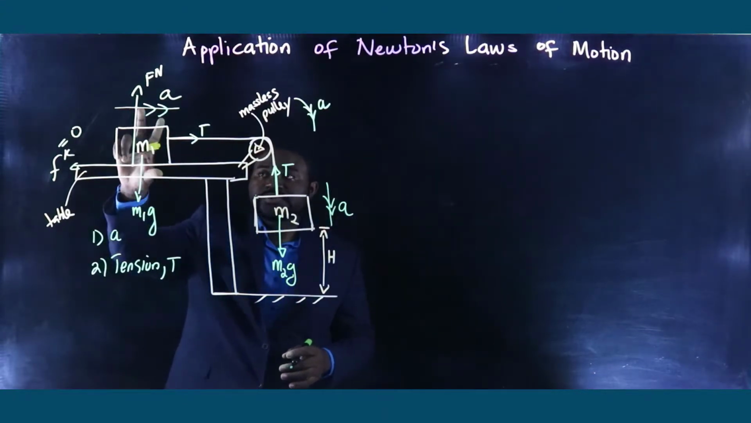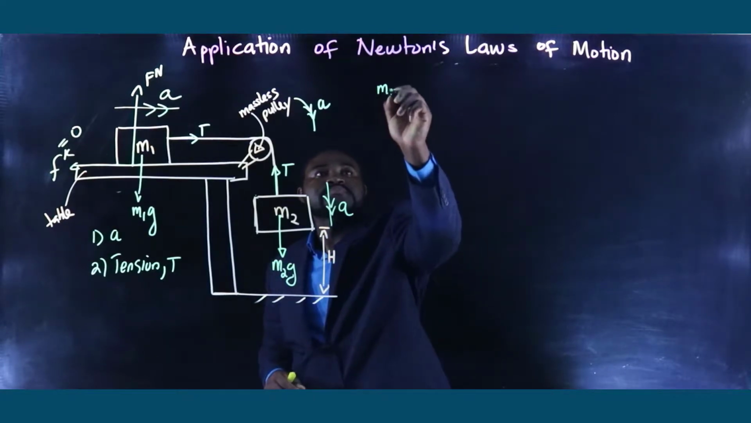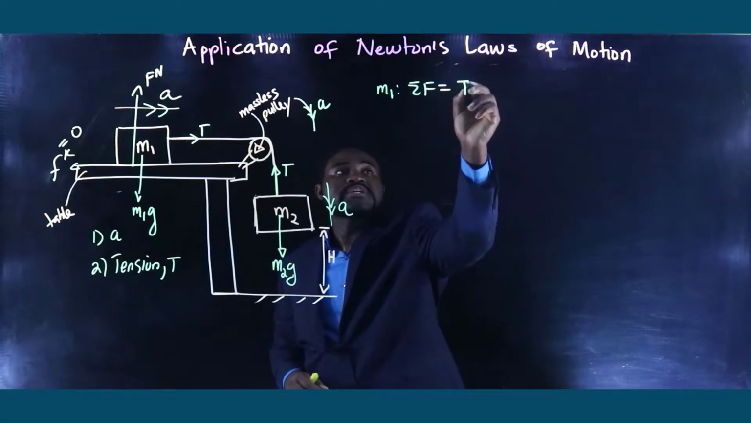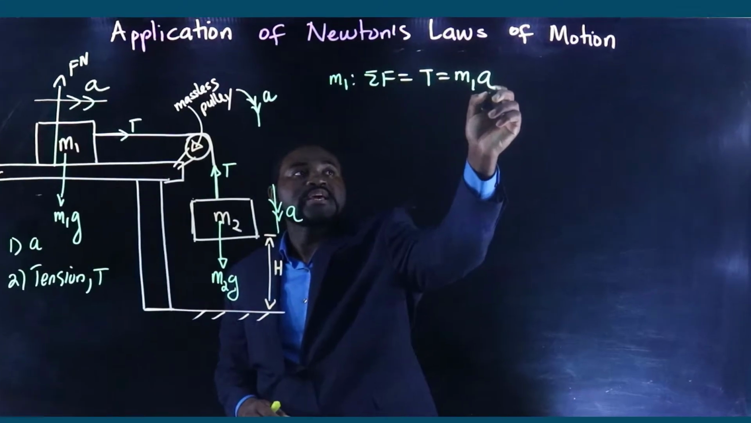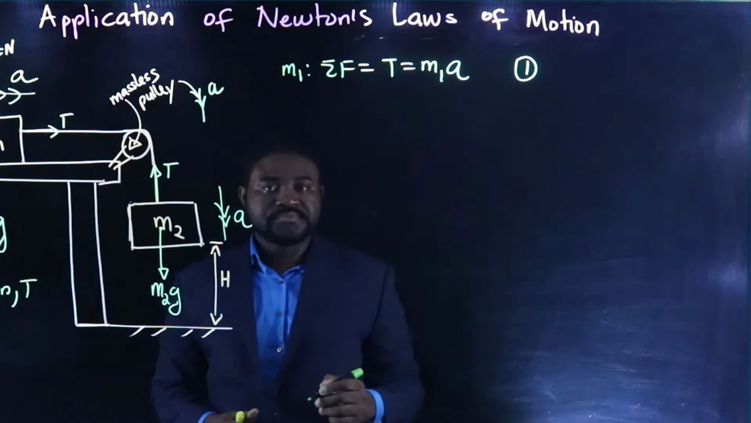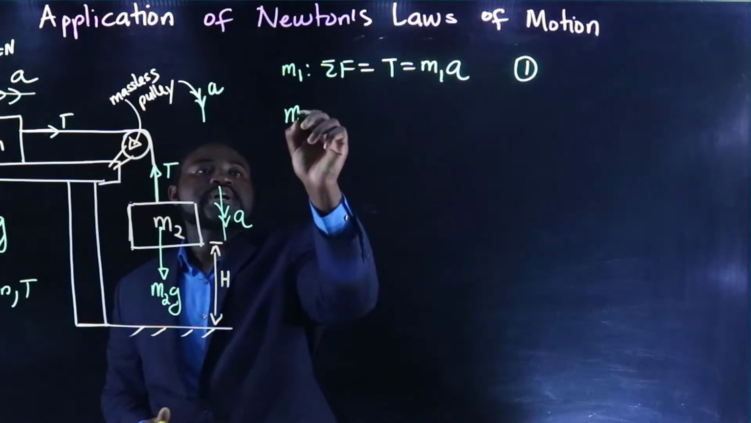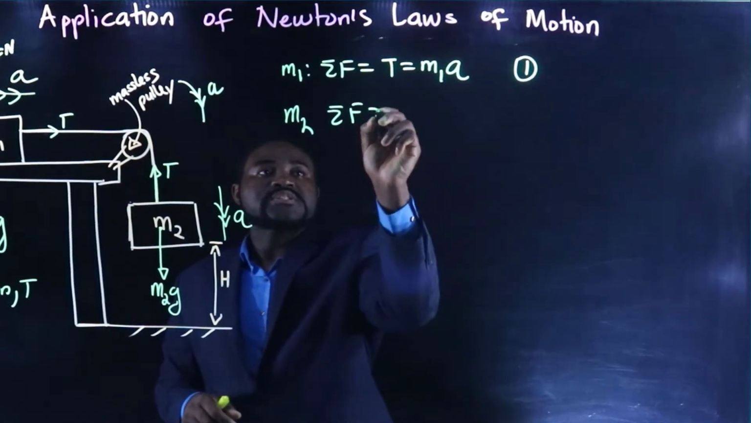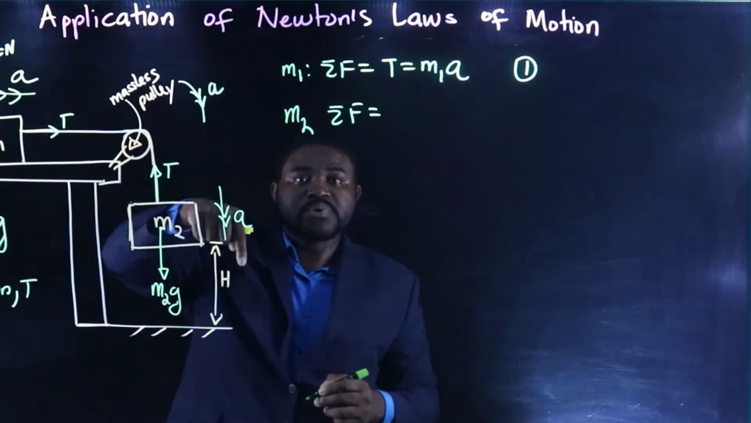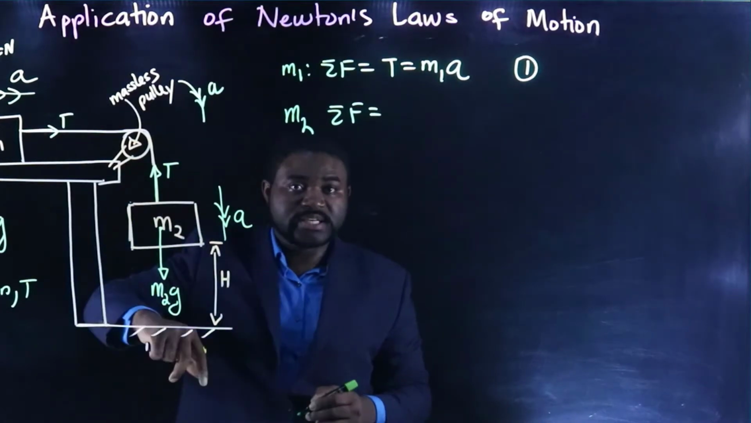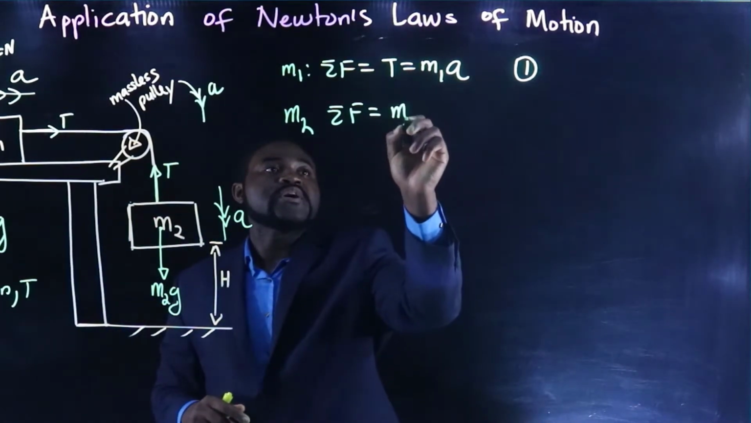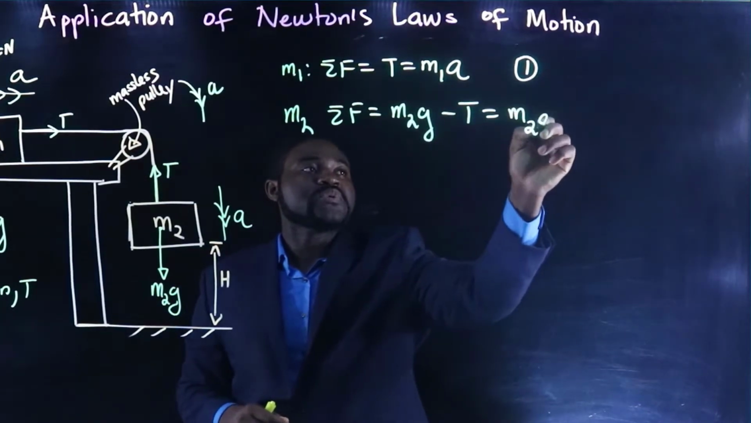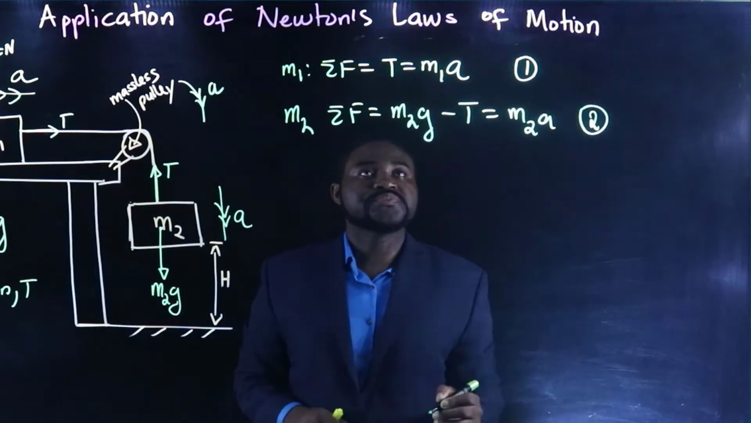So with respect to M1, the sum of forces will be equal to T, and this is just M1A. Let's call this equation 1. With respect to M2, the sum of forces, the direction of motion is positive. So downward in this case is positive. So we have M2G minus T will be equal to M2A. Let's call this equation 2.